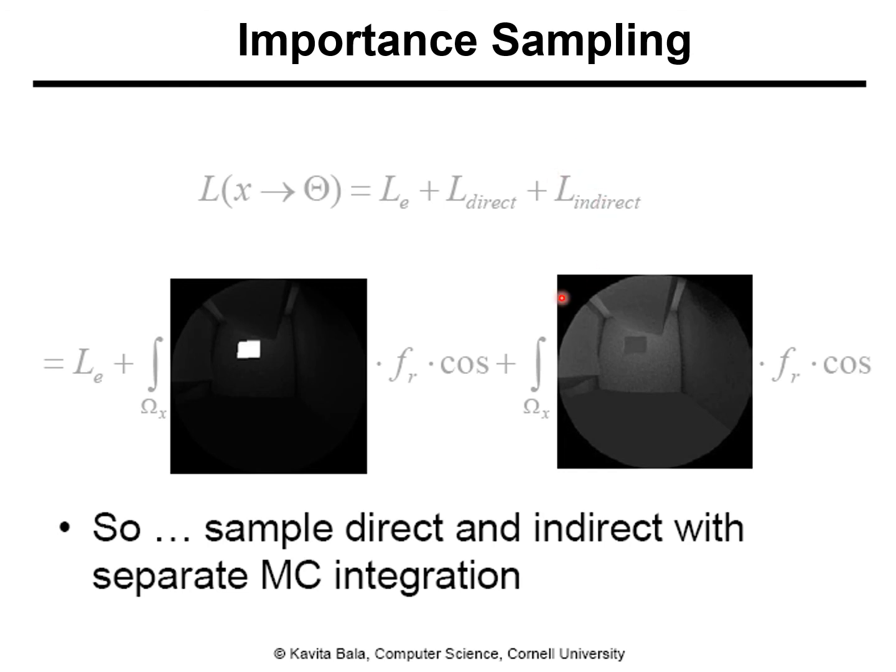Again, we decouple the reflected energy into the direct part coming from the light source and the indirect part, and then we have two different sampling techniques for direct and indirect, with separate Monte Carlo integration. We can just use a different Monte Carlo estimate for this region and that region, right?